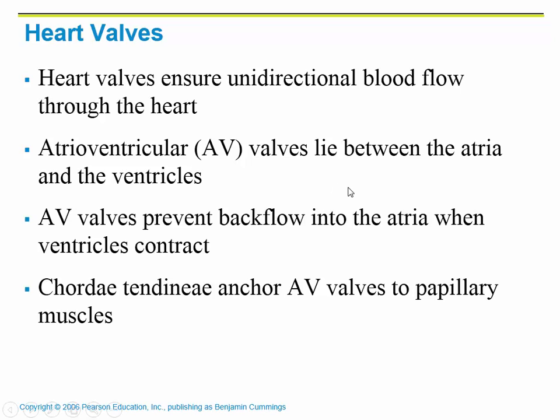All right, here we go with the valves. Because we have unidirectional flow through the heart, like we just touched on, we have these valves that are making sure there's no backflow. We have something called the atrioventricular valves, and those are the valves between the atria and the ventricles. These AV valves prevent backflow up into the atria when the ventricles contract. And we have these little things called chordae tendineae, and they're basically strings that anchor these valves to papillary muscles. And we're going to see this more when we actually dissect the heart itself.